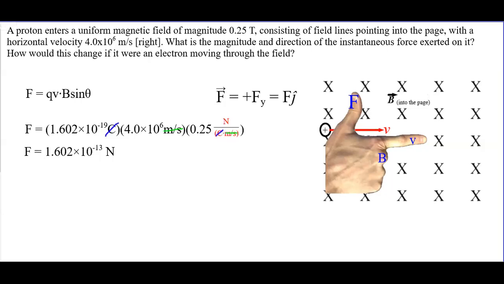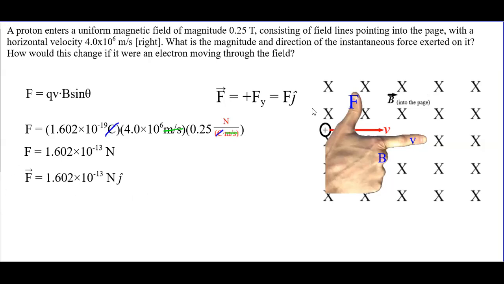When I multiply all those together, the denominator for the Tesla cancels out the coulomb and the meter per second, and you should be left with a Newton. Probably I should only have 2 significant figures, but I wasn't thinking when I took this out. So 1.602 times 10 to the negative 13 newtons is the strength of the force, which sounds like a very small number. It is a small number, but I'll put it into perspective in a second.